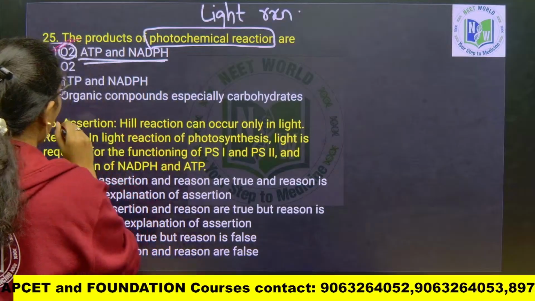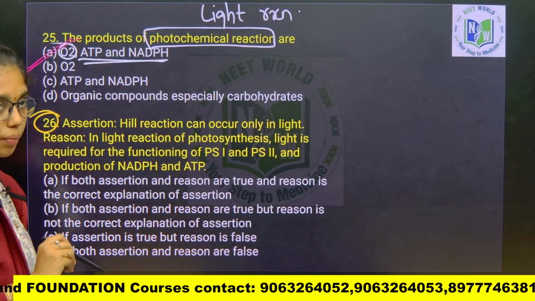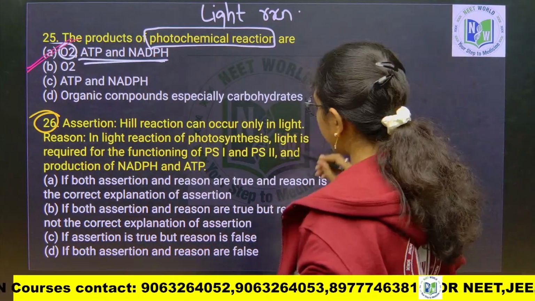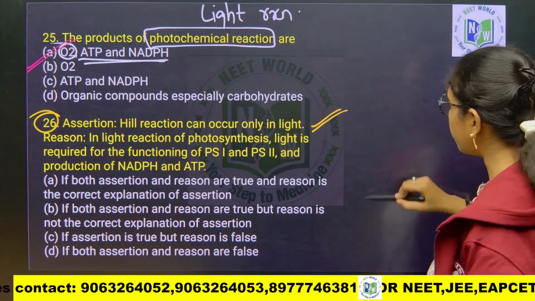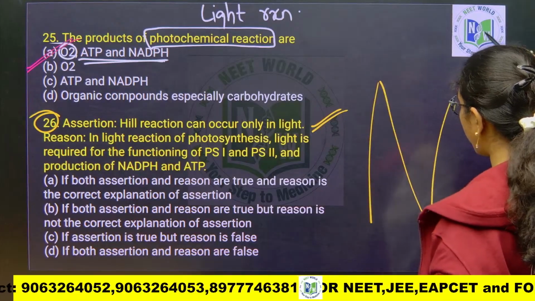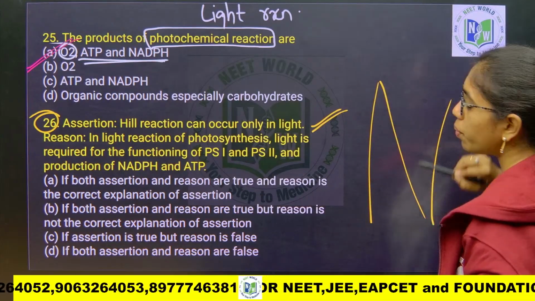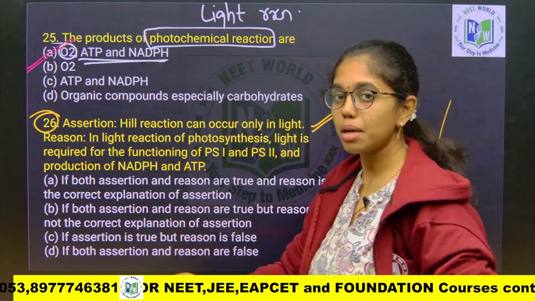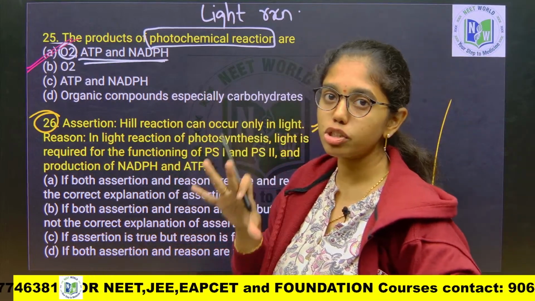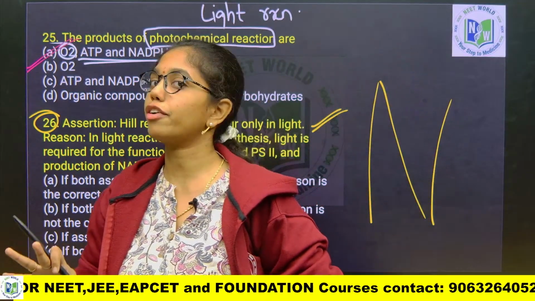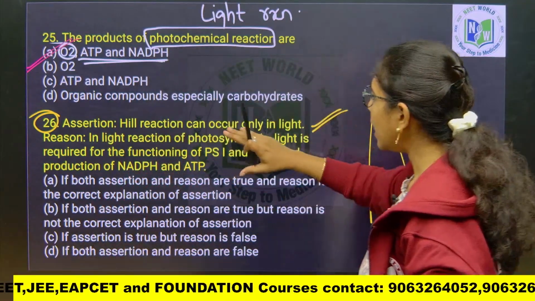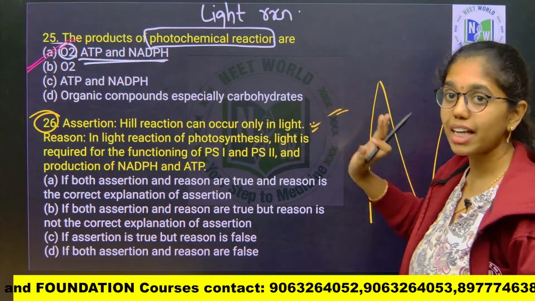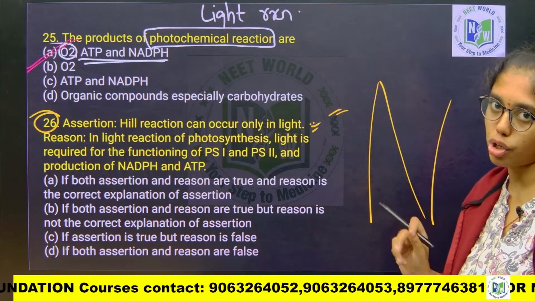Next, look at the assertion reason type of question. Hill reaction can occur only in light. True. Hill reaction is nothing but the Z scheme, with uphill and downhill movement during the Z scheme. Tomorrow I will discuss the Z scheme in detail, and only then we will go with solving the electron transport system. So in Hill reaction this occurs only during light because it is non-cyclic photophosphorylation for synthesis of ATP.